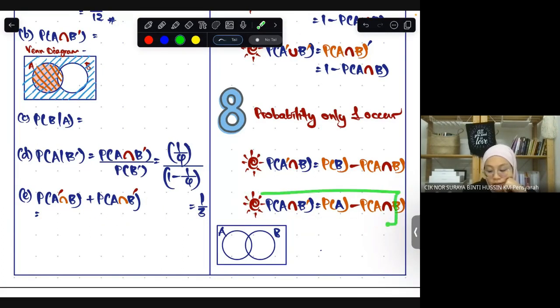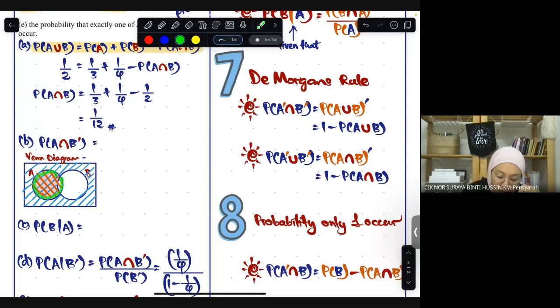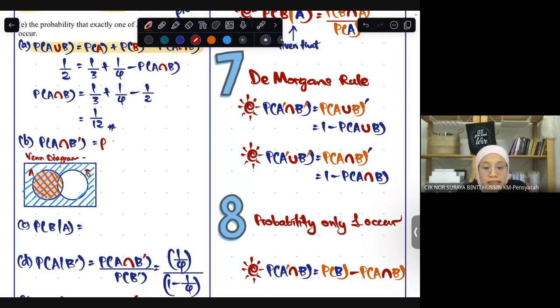Probability of A intersect B prime is actually just the whole circle, the whole moon, minus the intersect. You will get the moon that is not full. Do you get my idea? So actually you don't have to memorize it. You don't have to work so hard to memorize formula. All you gotta do is just understand Venn diagram.